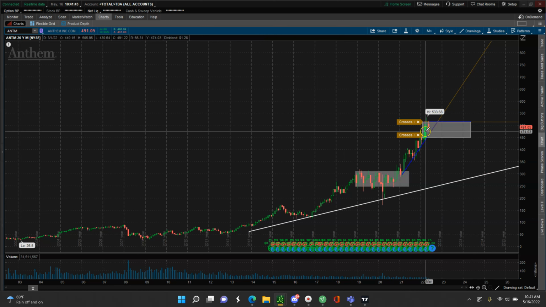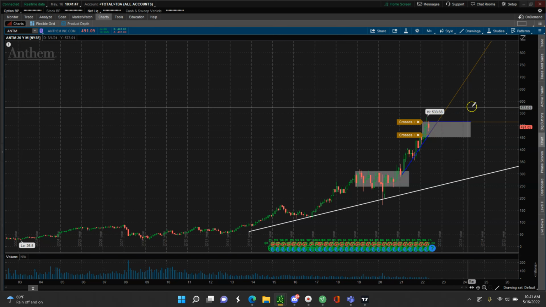Okay. So I've got my major levels pretty much marked. In my opinion, it's either going to go up or down, maybe going into next earnings or after next earnings, but we'll see how it goes.